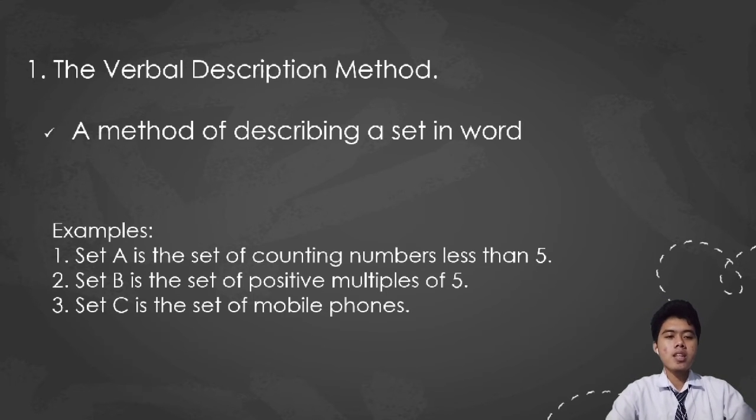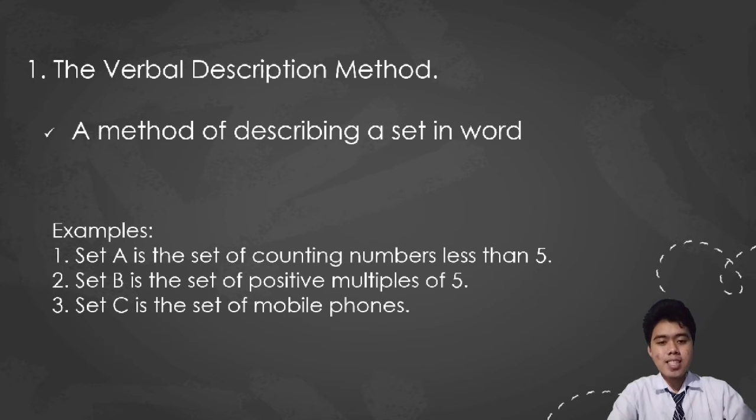So, example natin, i-describe lang naman natin yung isang set. So, example number 1, set A is the set of counting number less than 5. So, counting number at the same time less than 5 dapat yung set na yan. 1, 2, 3, 4, hanggang ganun lang yan. Then, next, set B is the set of positive multiple of 5. Positive at the same time multiple of 5. 5, 10, 15, 20, and so on.